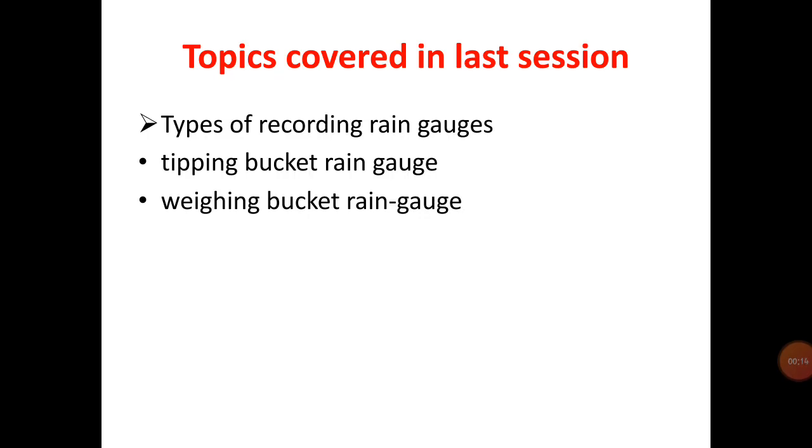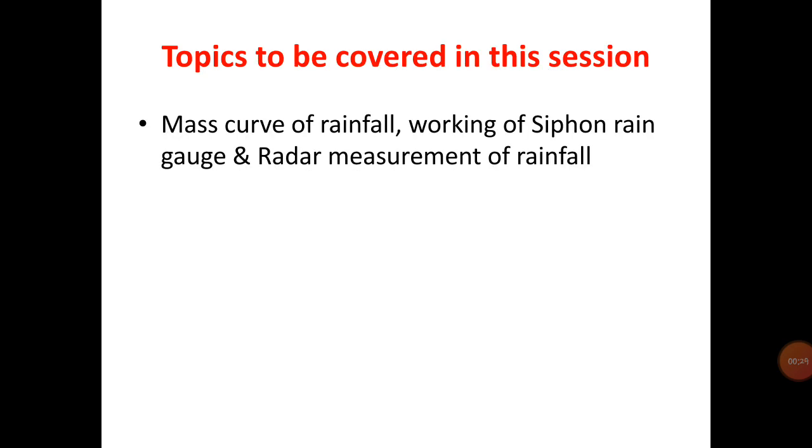The topics covered in the last session were the types of recording rain gauges, that is, the tipping bucket rain gauge and the weighing bucket rain gauge. The topics to be covered in this session will be the mass curve of rainfall, the working of the siphon rain gauge, and radar measurement of rainfall.